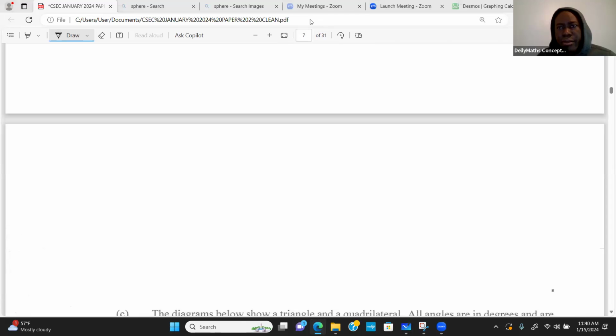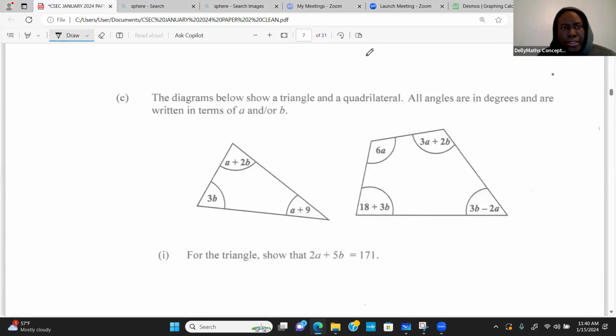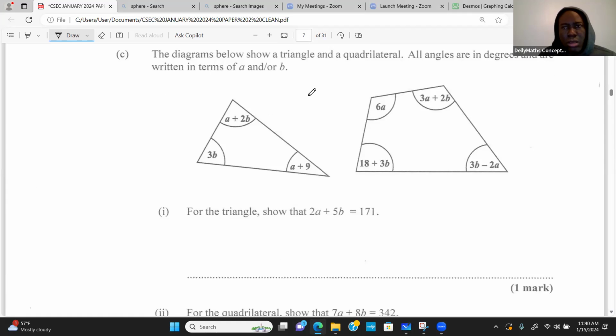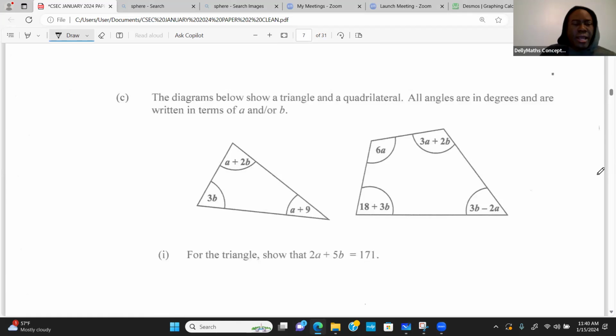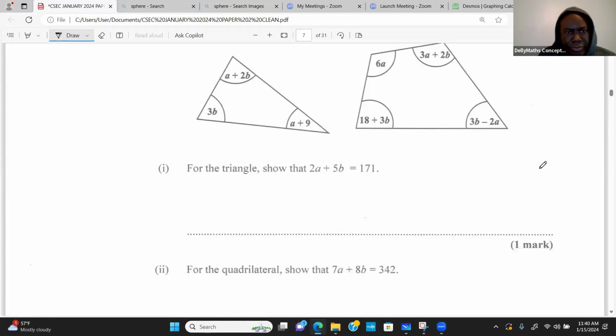All right, let's keep going. So in this case, here it is. It says the diagram below shows a triangle and a quadrilateral. All angles in degrees are written in terms of a and b. The first question is that we're supposed to find, for the triangle, show that 2a plus 5b is 171.